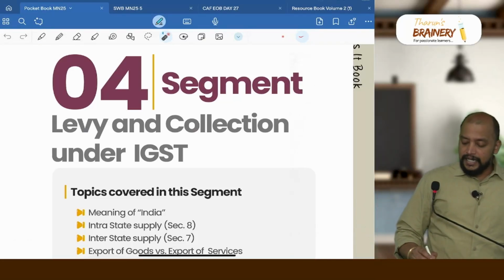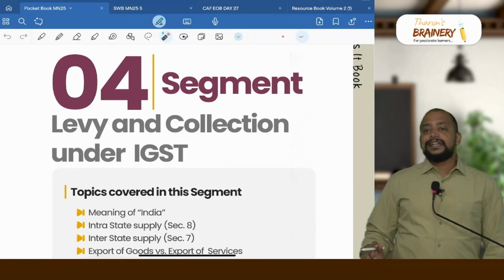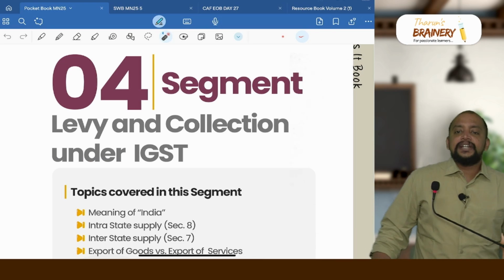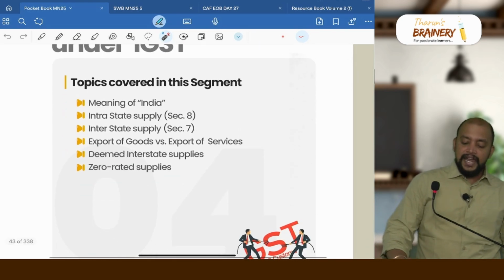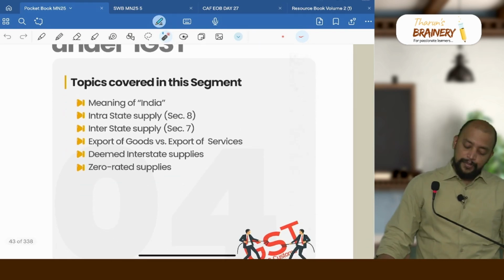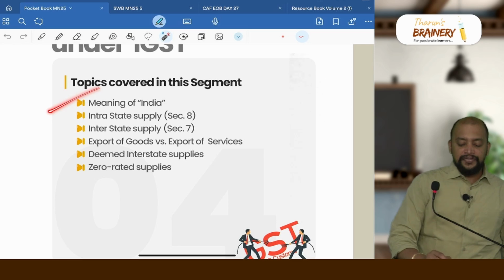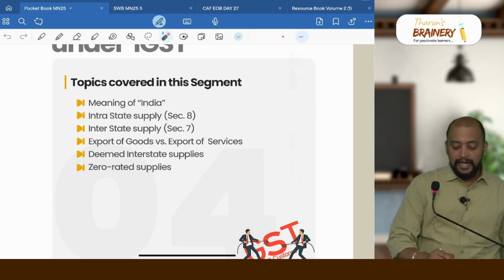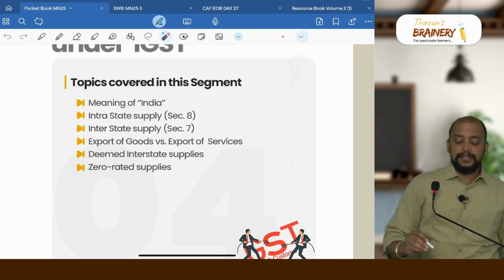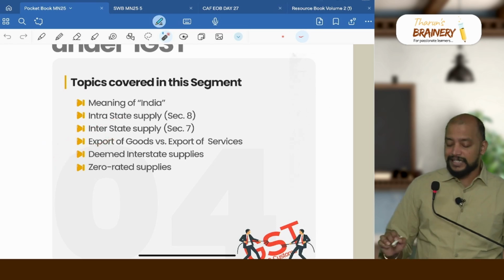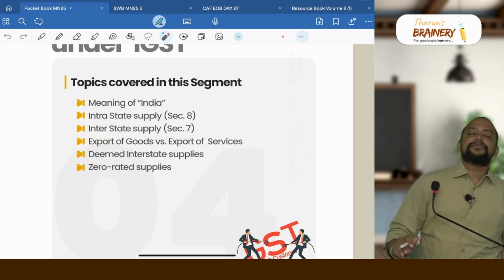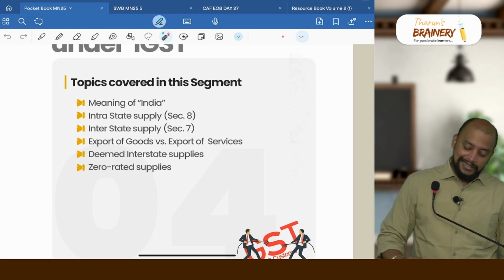So next we will see levy and collection under IGST. In this levy and collection under IGST, we have all IGST Act related provisions. In that, meaning of India, meaning of interstate supply, section 7, meaning of intrastate supply, section 8, export of goods versus export of services, deemed interstate supplies, and the concept of zero rated supplies. So these are the things that we have.